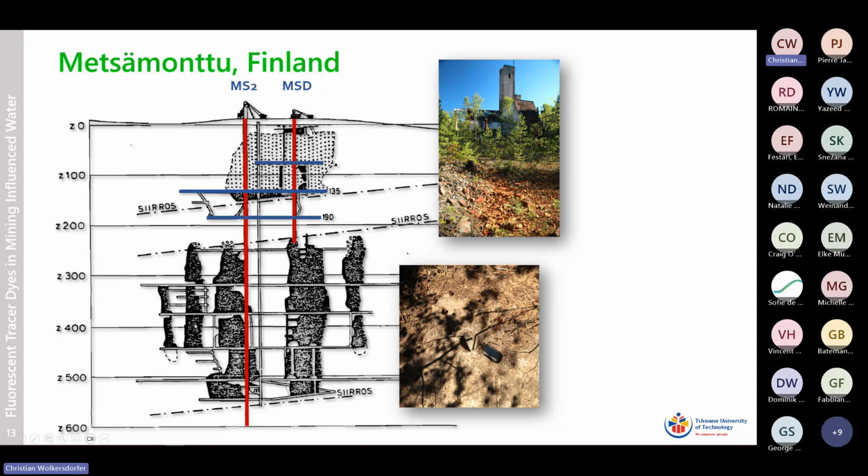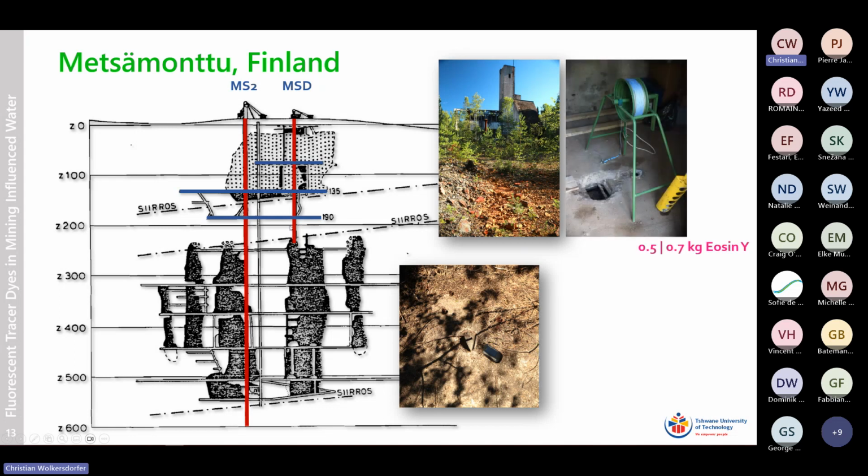Then there are 3 relevant working levels. Here it seems as if the 135 connects these 2 shafts. That's not the case. The reason why it looks like that is just because the 2 ore bodies are striking in different directions, but the connection is on the level 190. So 190 connects shaft 2 with shaft 1.